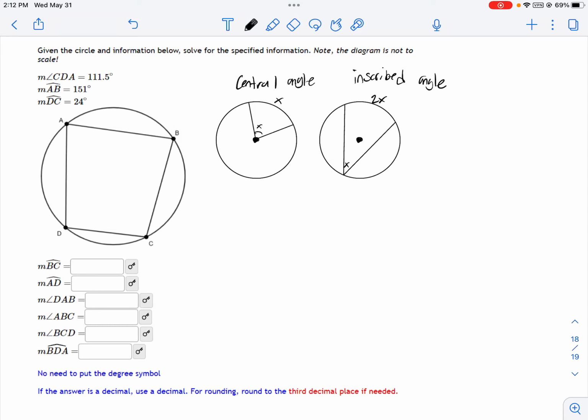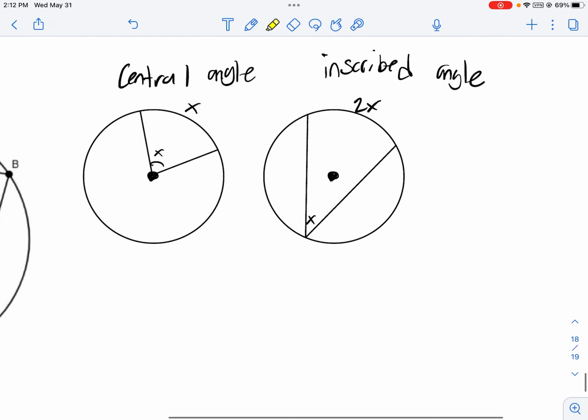Hello and welcome. So we have ourselves a circle here with various angle measures and arc measures, and then we have a lot of stuff to find. So first off, let's review central and inscribed angles.